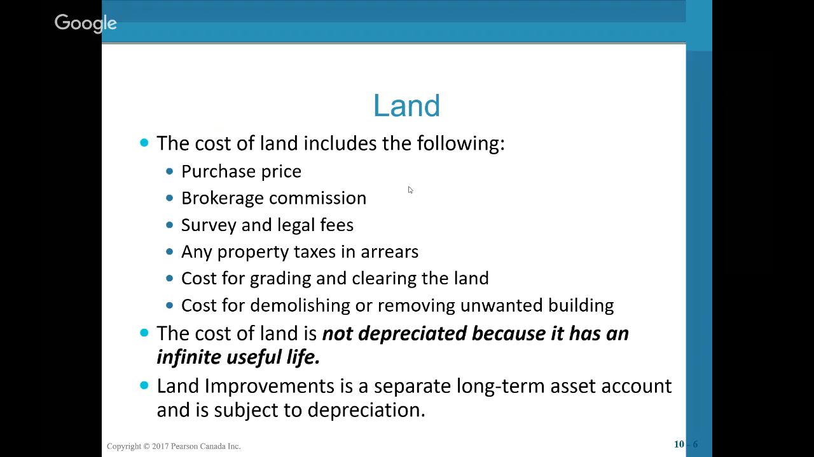The next few slides walk through the different types of property, plant, and equipment, as well as the different costs we include for each of them. Again, this is one of those topics I would strongly encourage you guys to.